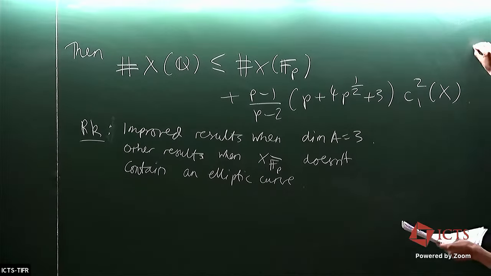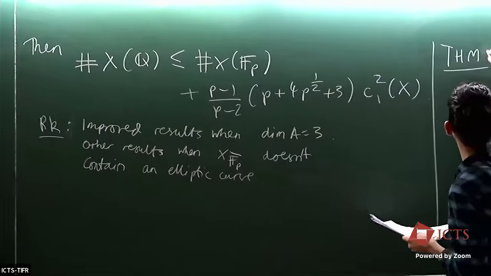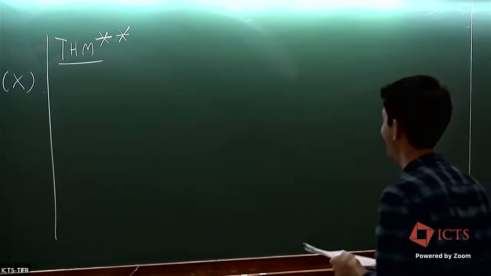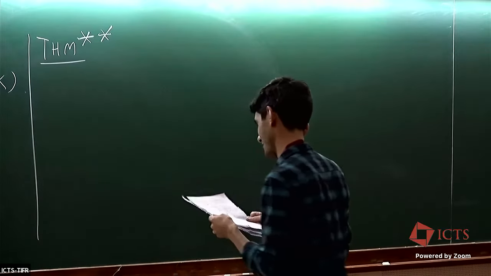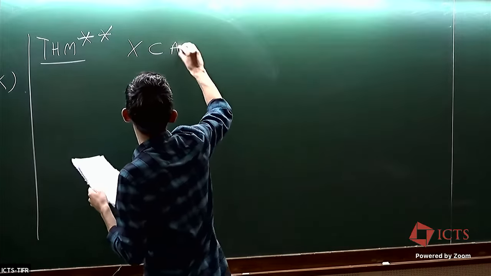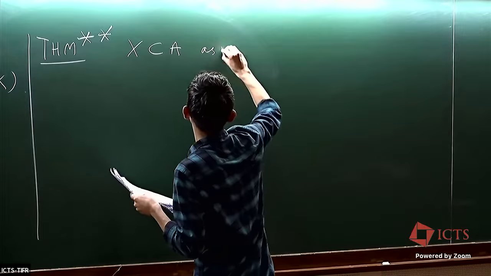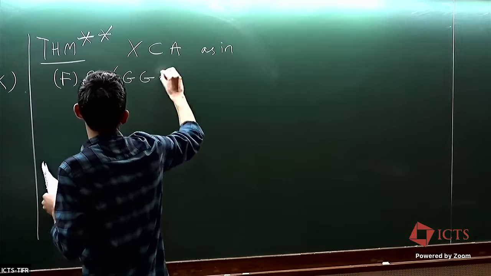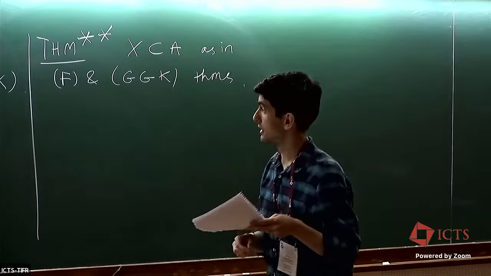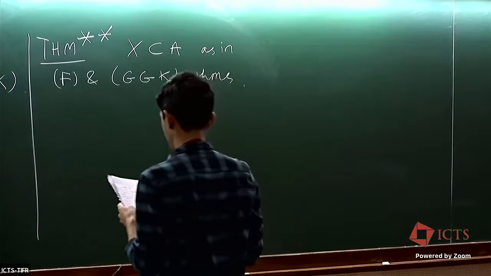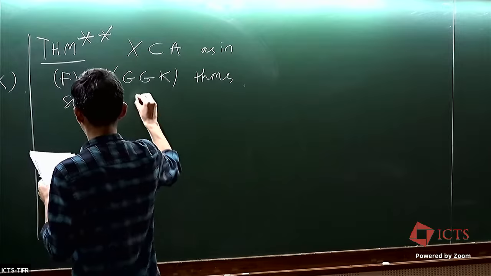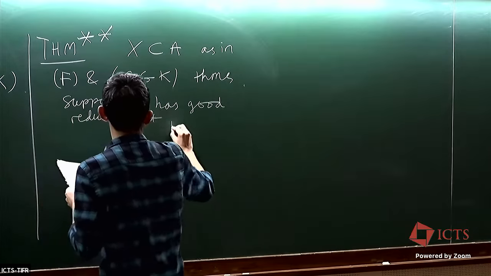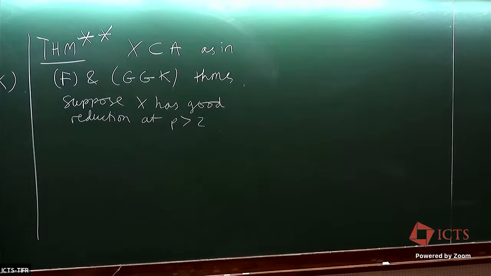Okay, so the result that I want to talk about today, which, as I said, is a work in progress, I'm going to give it two stars, just to clarify that it doesn't quite have the same status, in importance, but also in terms of theoremness, as the other results. So X inside A, as in the Faltings theorem, so no assumptions about the rank of A or the dimension. Suppose X has good reduction at p. p again has to be greater than 2.